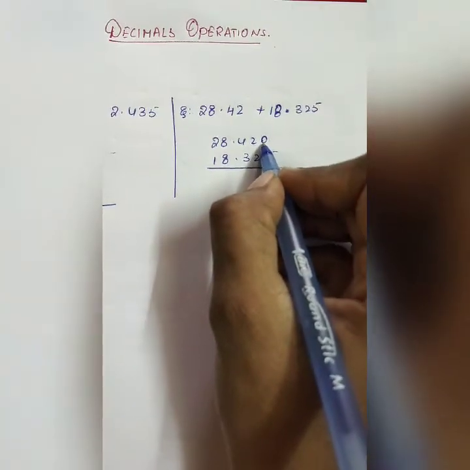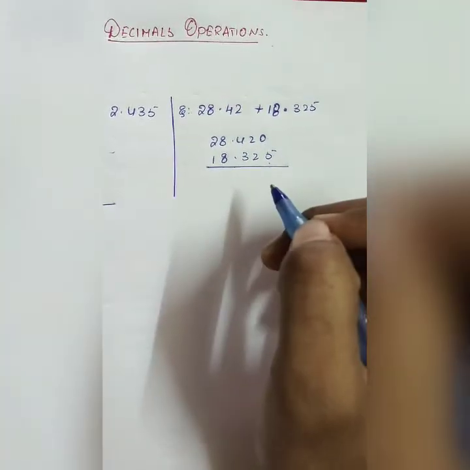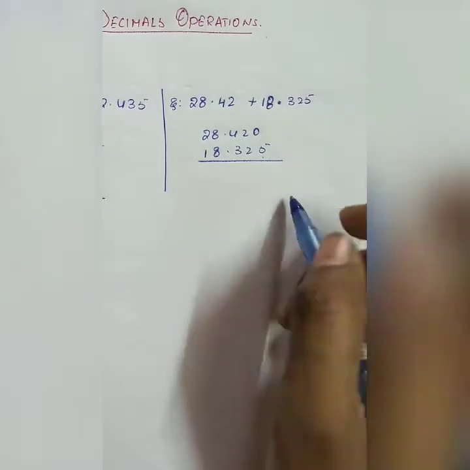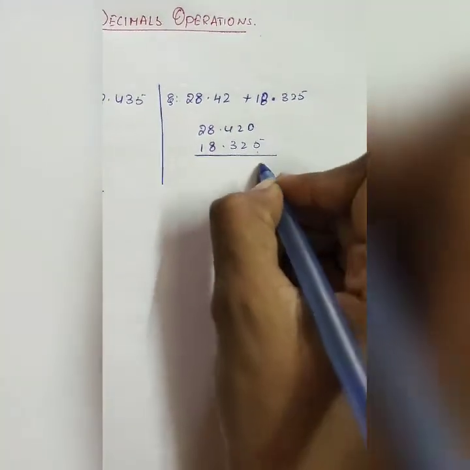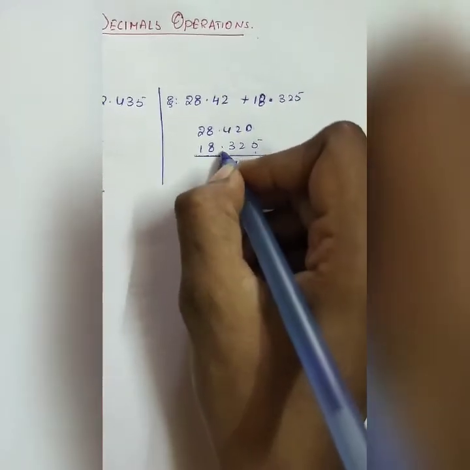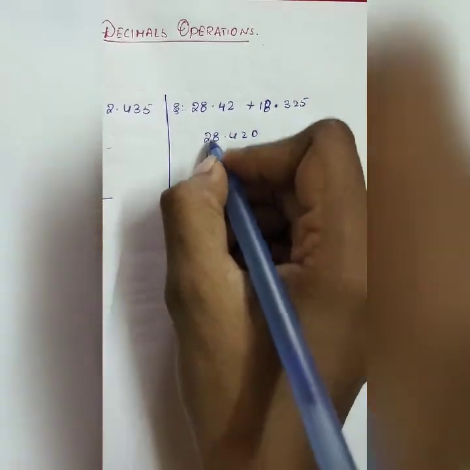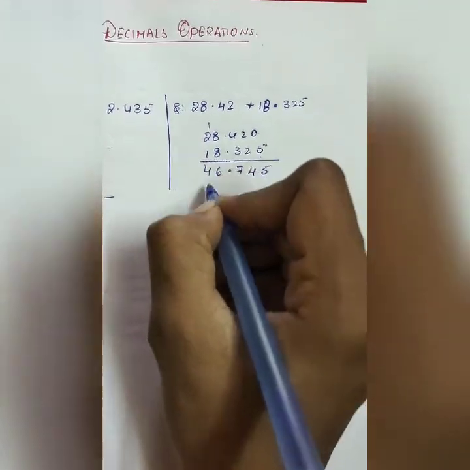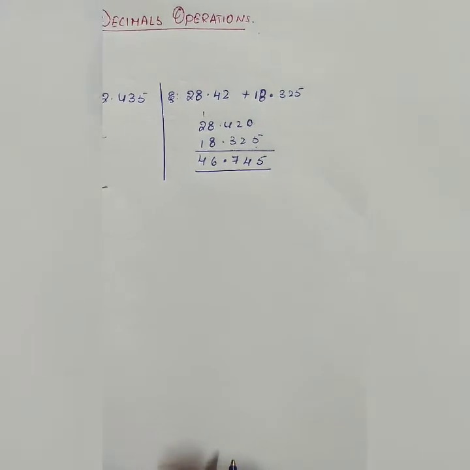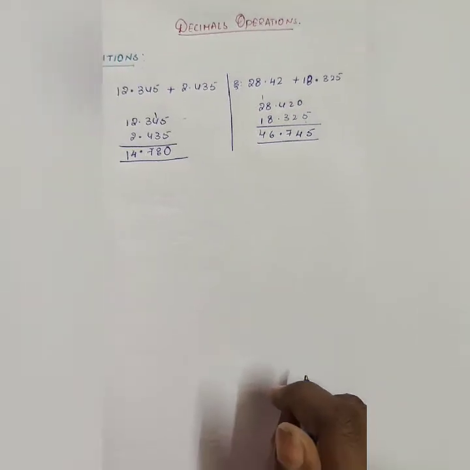So whenever you have fewer digits compared to the other number, just keep a 0 there. Okay. Now you do the same addition. 0 plus 5, 5. 2 plus 2, 4. 4 plus 3, 7. Decimal point. 8 plus 8, 16, carry 1. And this is the 4. So 46.745. Okay. This you already studied in your last class.